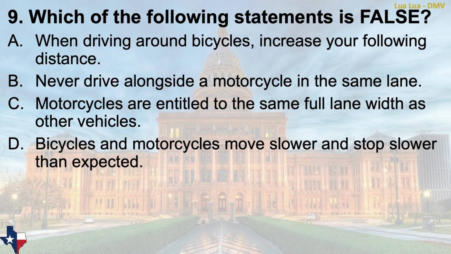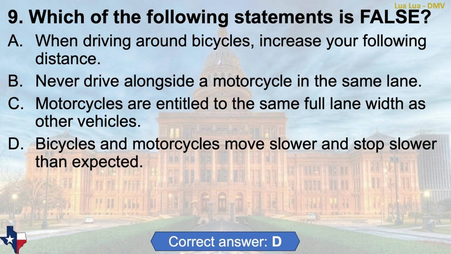Question 9. Which of the following statements is false? A. When driving around bicycles, increase your following distance. B. Never drive alongside a motorcycle in the same lane. C. Motorcycles are entitled to the same full lane width as other vehicles. D. Bicycles and motorcycles move slower and stop slower than expected. The correct answer is D. Bicycles and motorcycles move slower and stop slower than expected.